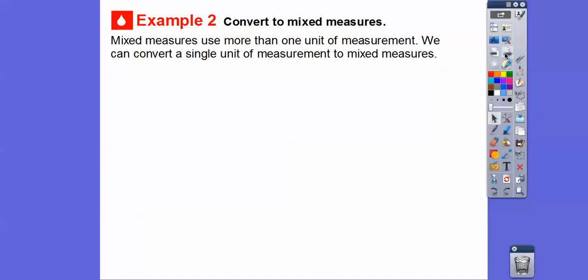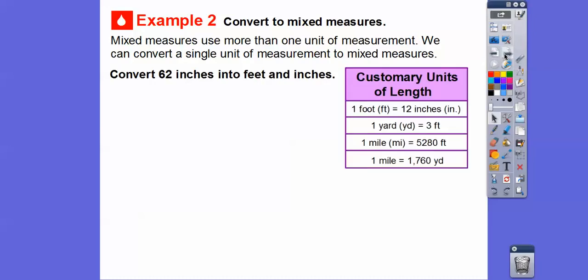All right, so here we're going to convert to mixed measures. Mixed measures use more than one measurement. So here we're going to use feet and inches, but we can do yards and feet, or we can do pounds and ounces, or we can do miles and feet. But in this one we're going to do feet and inches. So we're going to convert 62 inches into feet and inches. Say somebody is 62 inches tall. How many feet tall are they with how many inches?